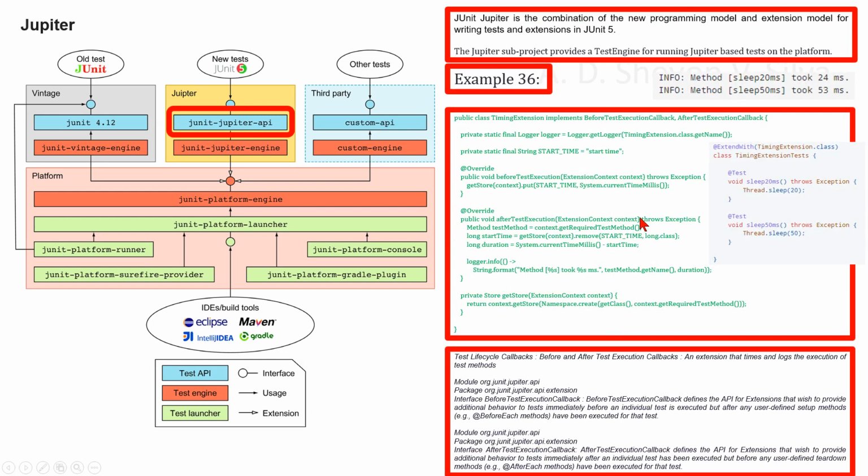Now we are considering before and after test execution callbacks in test lifecycle callbacks, an extension that times and logs the execution of test methods. The interface BeforeTestExecutionCallback in package org.junit.jupiter.api.extension in module org.junit.jupiter.api. BeforeTestExecutionCallback defines the API for extensions that wish to provide additional behavior to tests immediately before an individual test is executed, but after any user-defined setup methods. That is, for example, after @BeforeEach methods have been executed for that test.